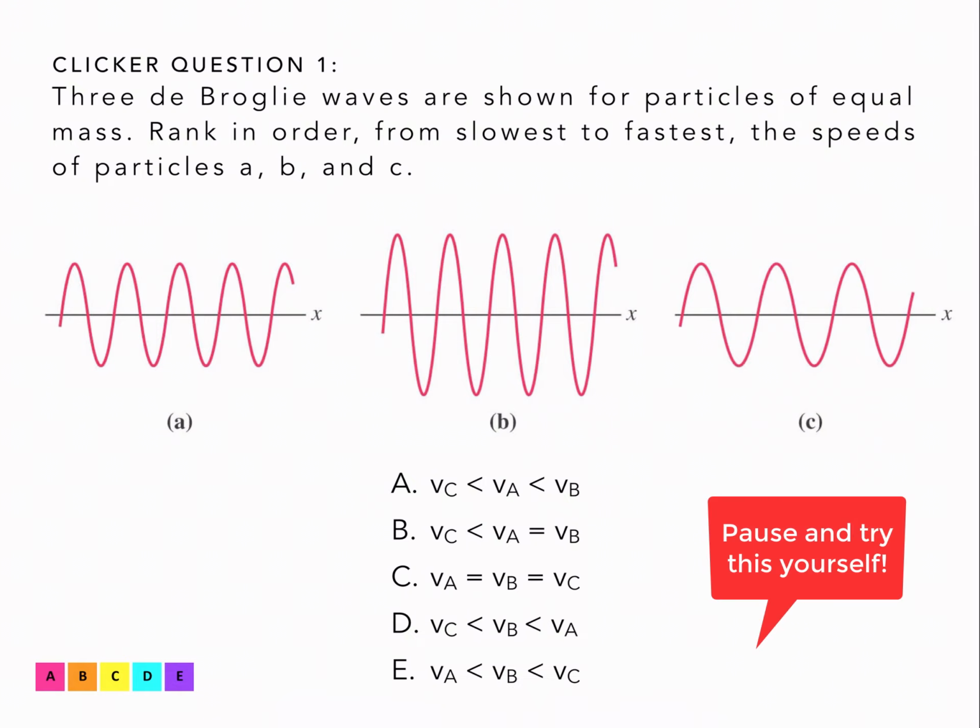So let's try this out. Here are 3 de Broglie waves shown for particles of equal mass. We want to rank the slowest to fastest speeds of particles A, B, and C.